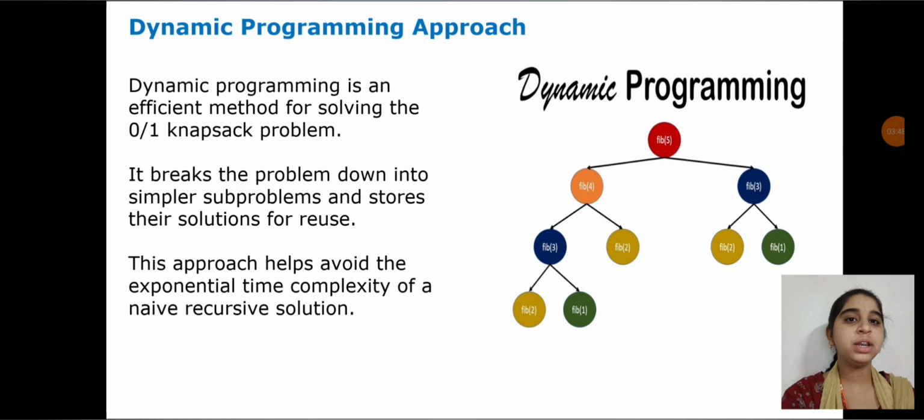Dynamic programming approach. Dynamic programming is an efficient method for solving the 0/1 knapsack problem. It breaks the problem down into simpler subproblems and stores their solutions for reuse. This approach helps avoid the exponential time complexity of a naive recursive solution. The main efficient method is dynamic programming because it breaks the problem into subproblems, solves them, and stores their solutions for reuse. It will reduce the time complexity.